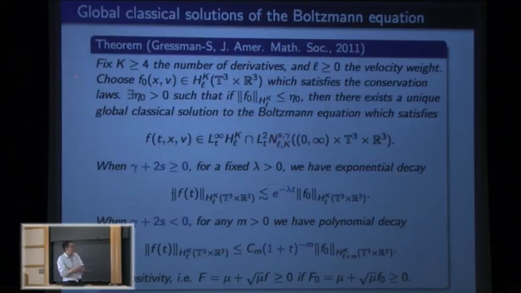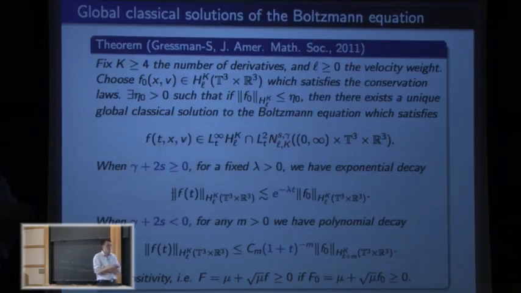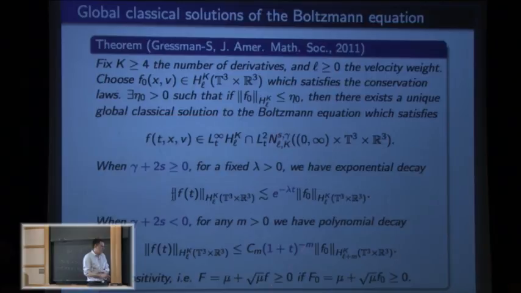Okay, so the idea is you take some derivatives and you work in some Sobolev space and you assume a smallness condition, and then you get a global solution. In the case of these parameters that we call the hard potential case, the global solution decays exponentially fast to equilibrium. In the case of the soft potentials, the global solution decays polynomially fast to equilibrium, and the polynomial decay rate can be made faster by assuming faster decay of the initial perturbation. And we have positivity.